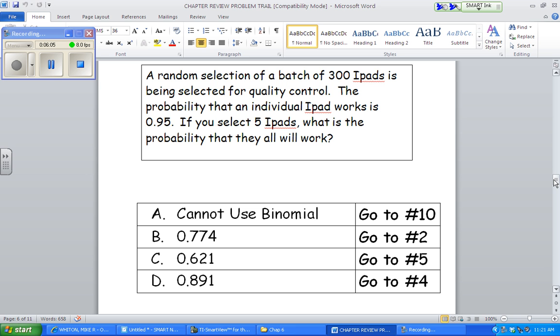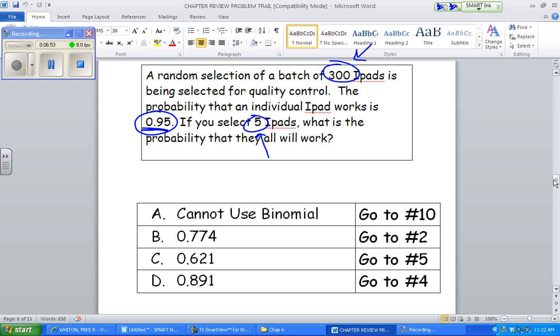It's not talking about getting your first success. It's having a set number of successes. Okay, so the reason they gave you the 300 and the 5, there's one thing you got to check. Remember, the rule was in order for this 0.95 to remain constant throughout, the population size has to be at least 10 times bigger than the sample size. Because if it's not, imagine if there was only like 10 iPads and we're taking 5 of them. Every time we take one out, it changes the probability for success each time. But since there are 300 of them, and we're only taking 5 out, it's reasonable to assume that that probability will stay about 0.95. So just kind of check that out.